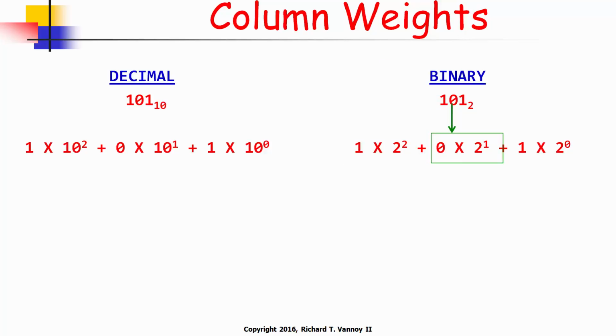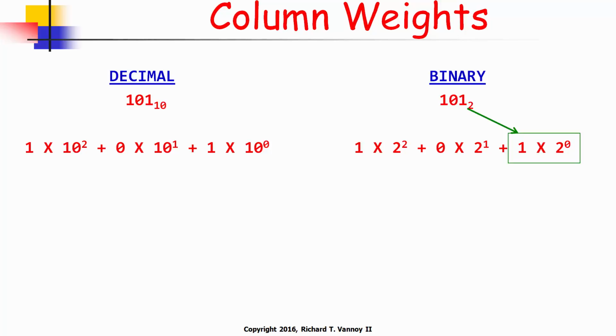Same idea with 0. A 0 is worth nothing. And this happens to be the 2 to the 1's column, or the 2's column. This says there's no 2's because 0 times anything is 0. So there are no 2's in this number. And then lastly, the far right-hand digit is a 1, but it's 2 to the 0. And anything to the 0 is a 1. So 1 times 1 is 1.